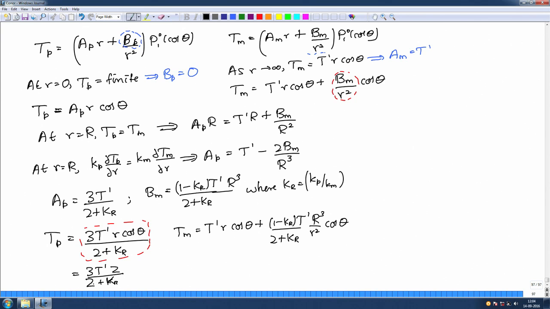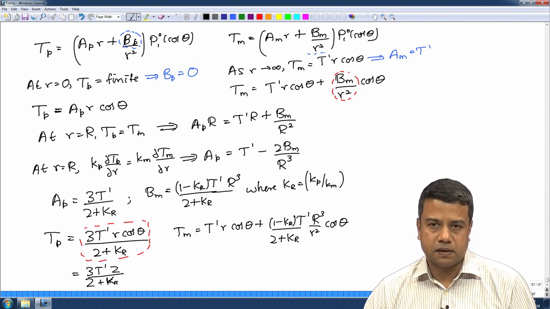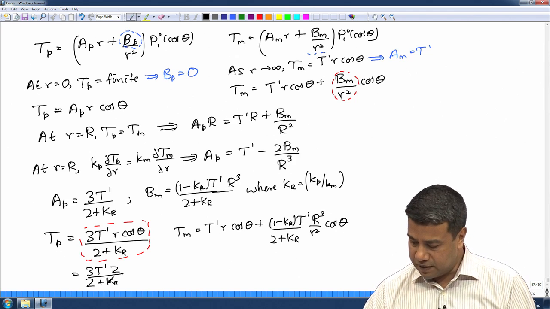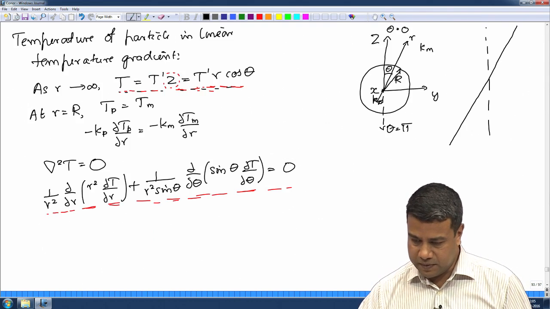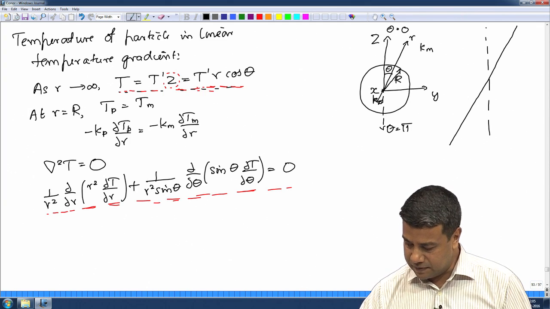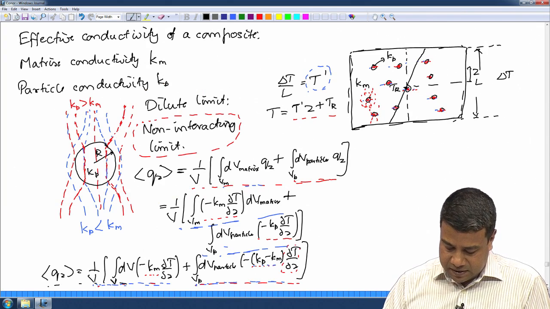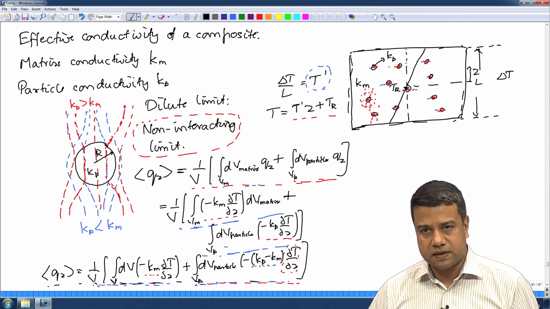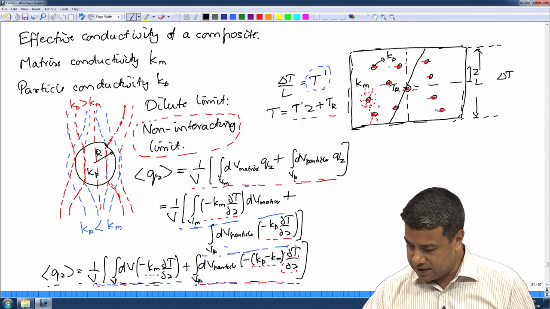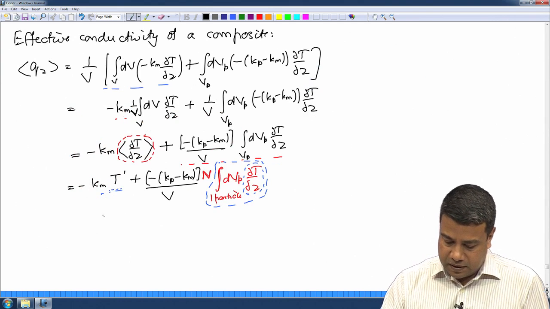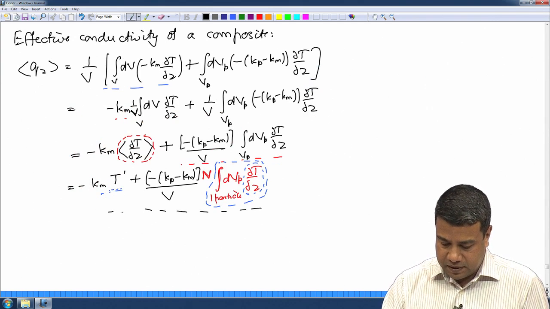So, that is the temperature within the particle. Now, we have to determine the effective thermal conductivity. Let us go back and get the expression for the effective thermal conductivity. This is the expression for the average flux, and we had written it in this form.